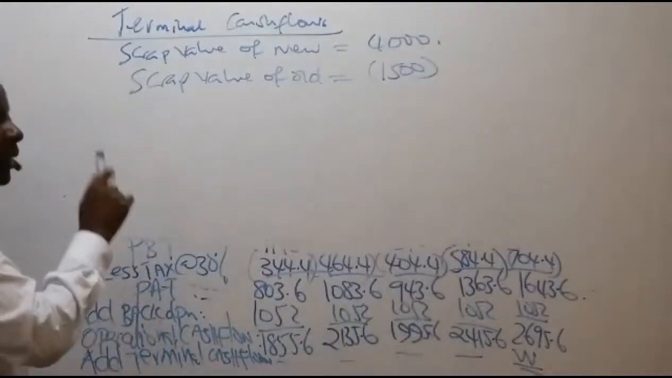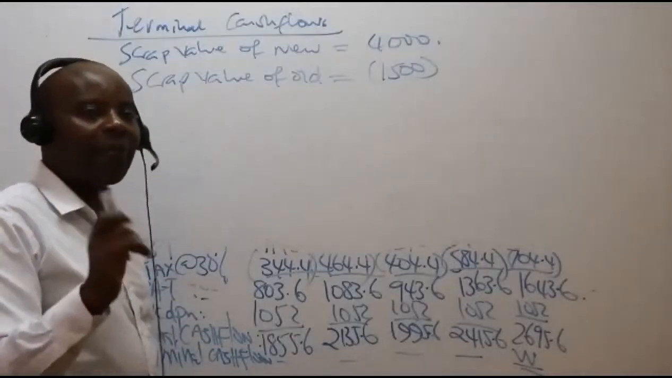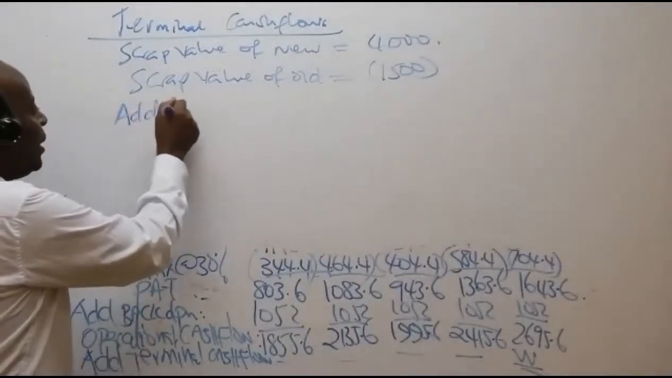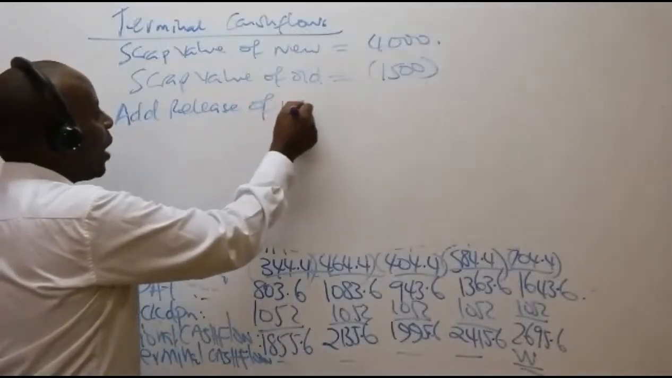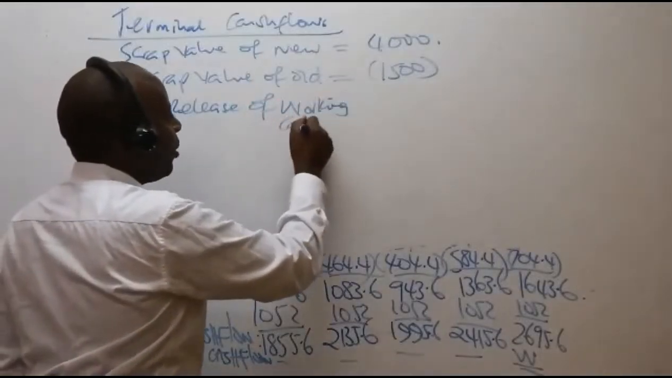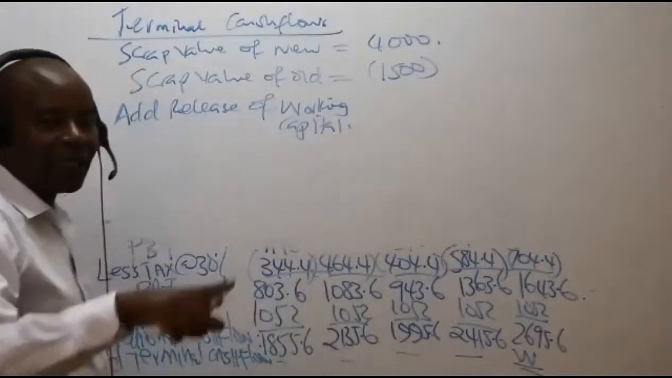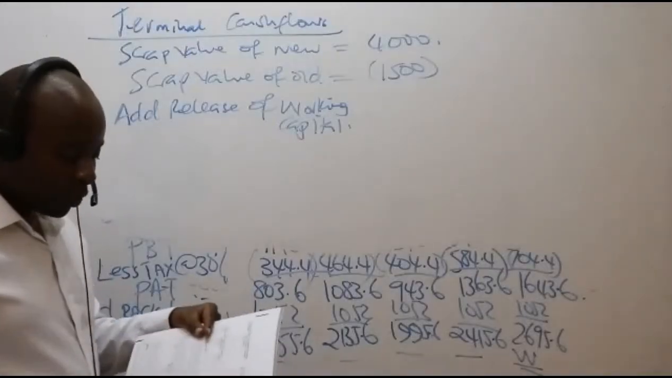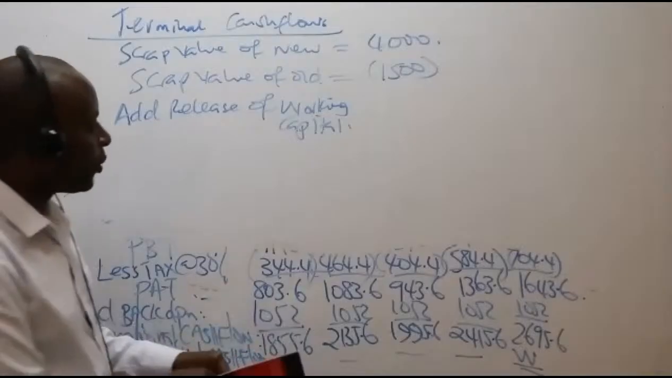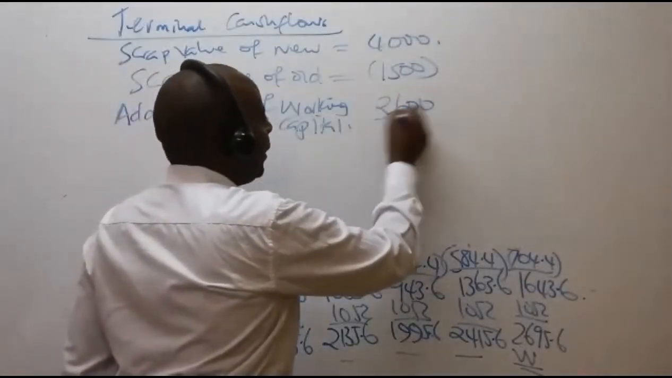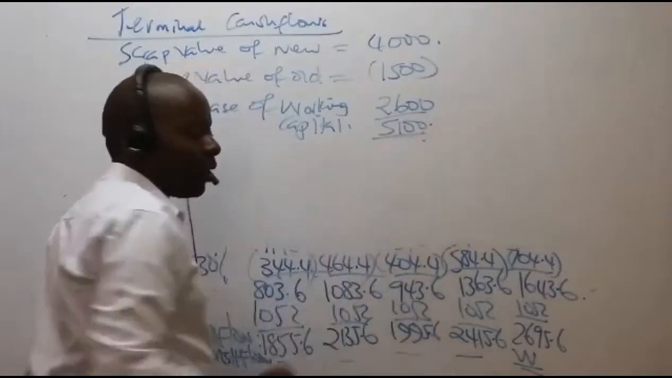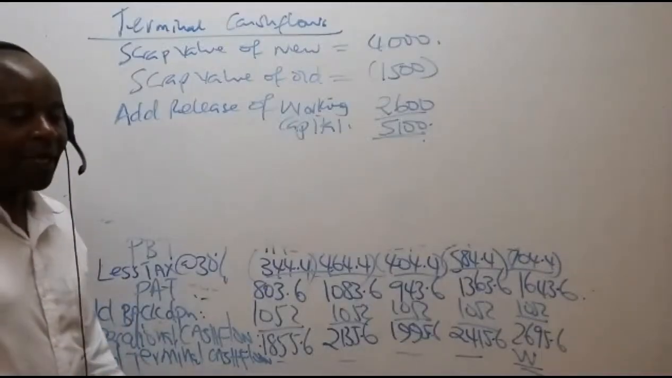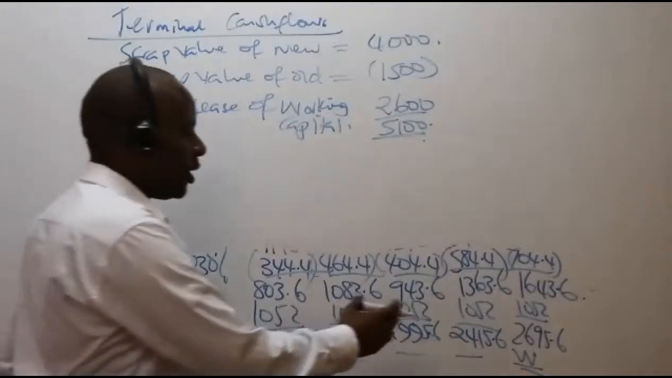Then, ladies and gentlemen, when we terminate this, we have working capital being released. So add release of working capital. Remember, working capital is normally injected at the beginning of the period and it's normally released at the end. The release of the working capital was 2,600. I believe this is how they got their 5,100, which will come at termination. So this is what we put here, 5,100.